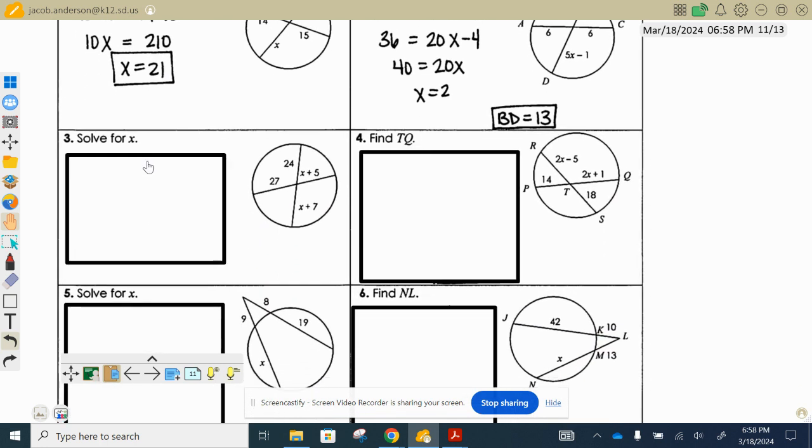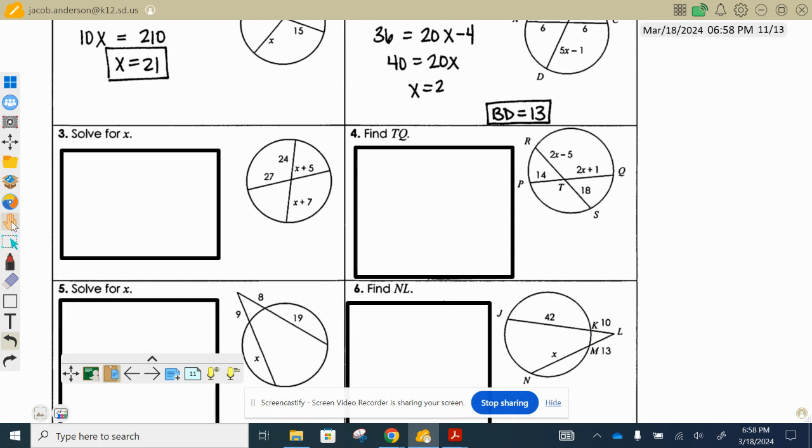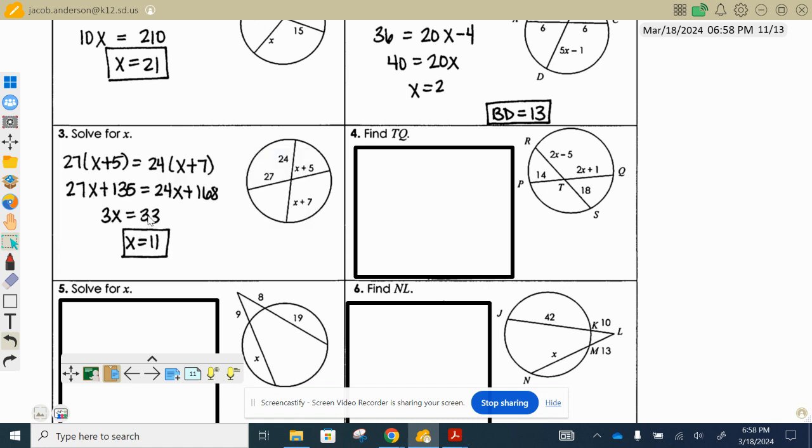Let's go down to number 3. On number 3, it looks like we're going to be using type 1 again. So that would be our setup, and our solve would come out to be 11. And I would like you to set up and solve number 4 for me now. So go ahead and do that. We'll pause the video.